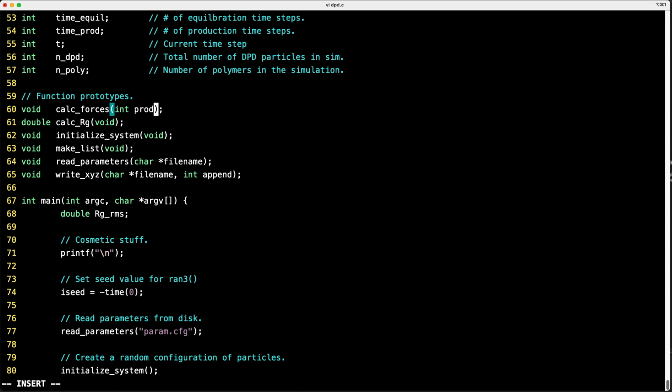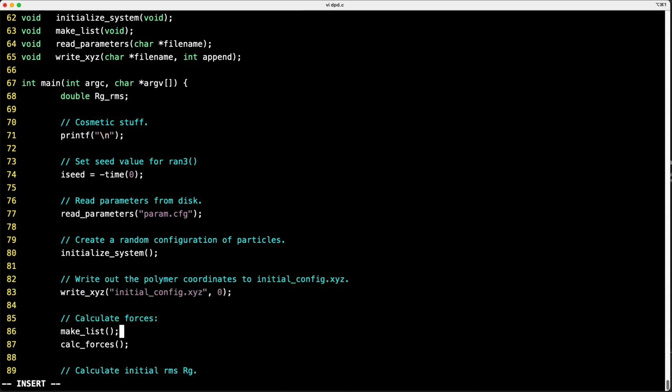And so in general, when we run these simulations, we'll equilibrate our system for a while so that the radius of gyration stabilizes, so that the temperature stabilizes and things like that. And once that occurs, then we will start the production stage of the simulation where we start to collect our results that we can analyze later. So I want to pass that parameter in, which means that starting here, when we first make the list of interacting particles and calculate forces, I'm going to pass a 0 here to signify that we are not in the production stage, but we are in the equilibration stage.